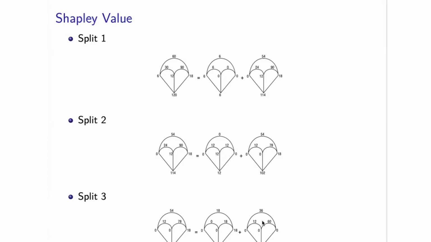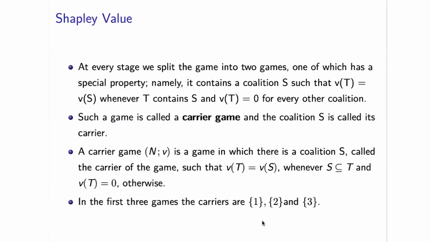Okay, so what's the general procedure that we are doing? If you notice, at every stage we are splitting the game into two games, which has a special property. Namely, it contains a coalition S such that Vt is equal to Vs whenever T contains S, but V is equal to 0 for every other coalition that you can think of, right? So this type of games are what are known as carrier games. And the coalition S in this case is called a carrier, right? You can define it mathematically as well.